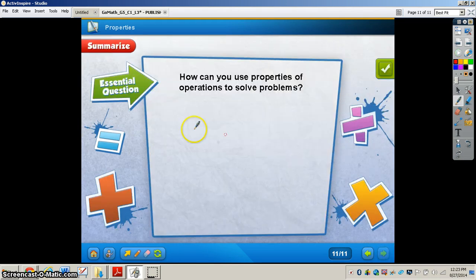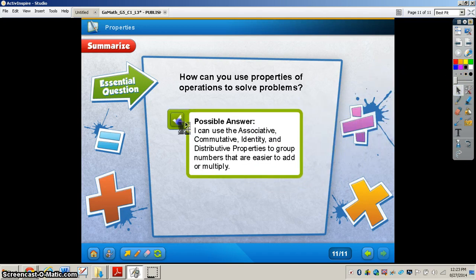And taking a look at the essential question, how can you use properties of operations to solve problems? You can use the associative, commutative, identity, and distributive properties to group numbers that are easier to add or multiply.